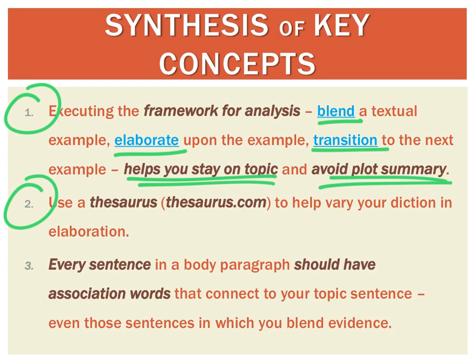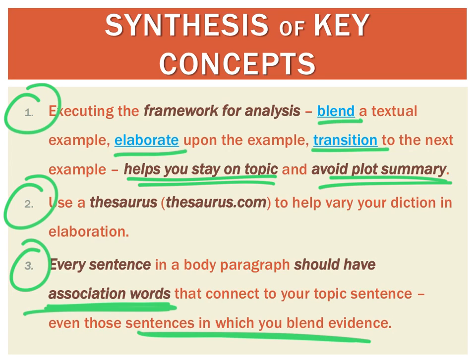Secondly, use a thesaurus to help vary your diction and elaboration. Remember, not only is it important to vary your syntax, the way your sentences are arranged, but also to vary the words that you use from sentence to sentence. Finally, every sentence in a body paragraph should have association words. You really need to keep that in mind. That includes sentences in which you blend evidence. We must constantly use association words in every single sentence that connect back to our topic sentence. And if you're not using association words, chances are you're simply summarizing in your paragraph.